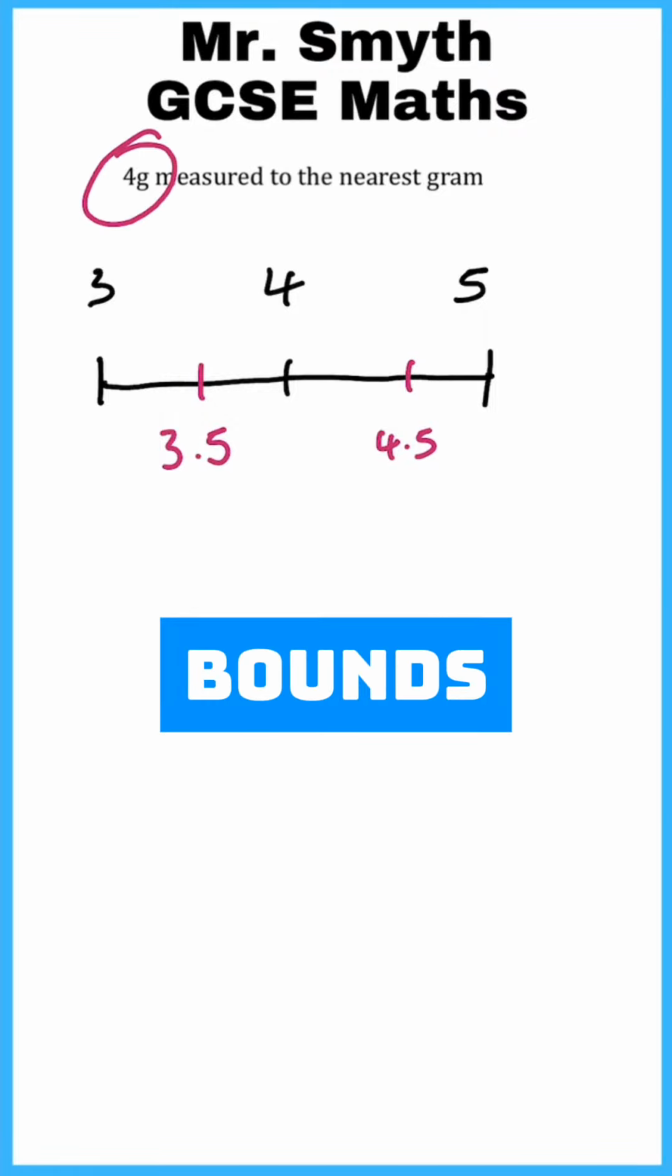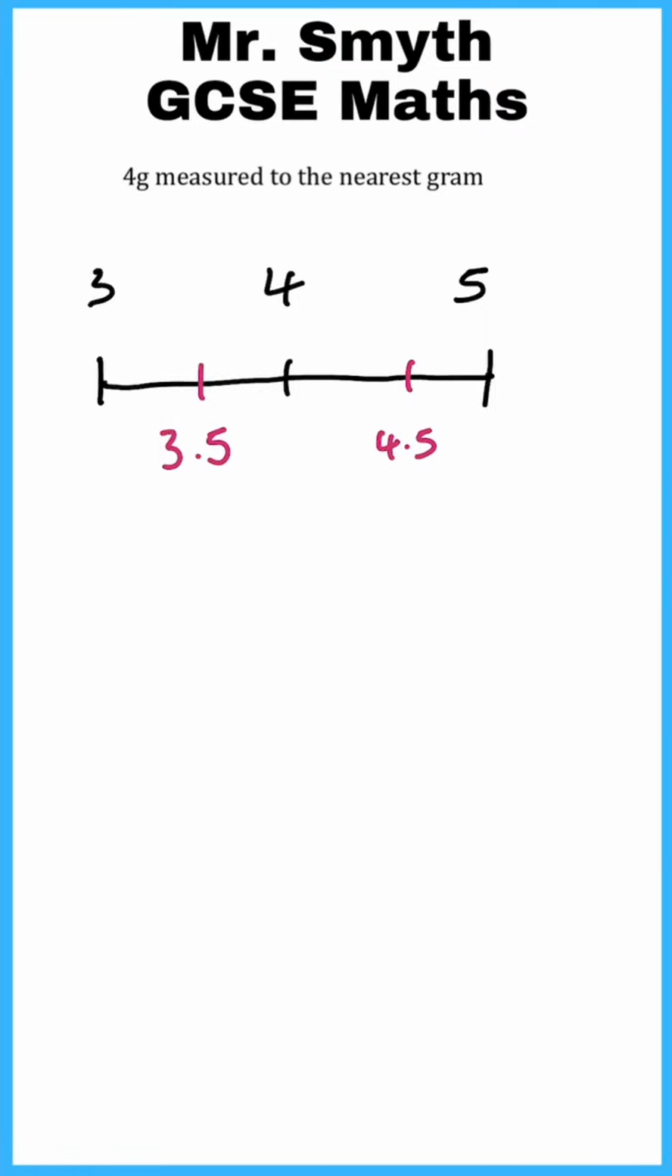So when it comes to bounds, a lot of people are not happy with this one being 4.5. So let's read the question again. 4 grams measured to nearest gram. So the lower bound has to be 3.5, because think about it, if we said this is 3.4, then obviously it rounds down to 3, 3.49 rounds down to 3, and then we can keep going like that. So it's just going to round down. So yeah, 3.5 is going to round up to 4.